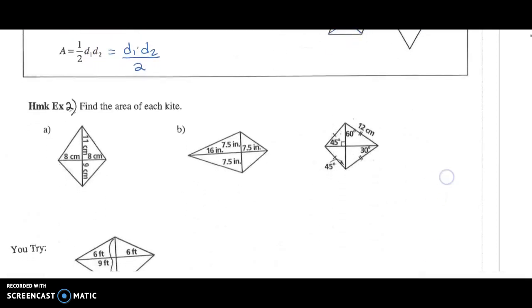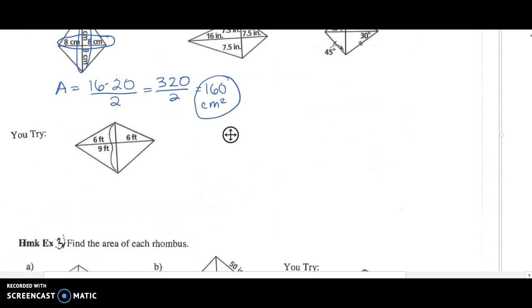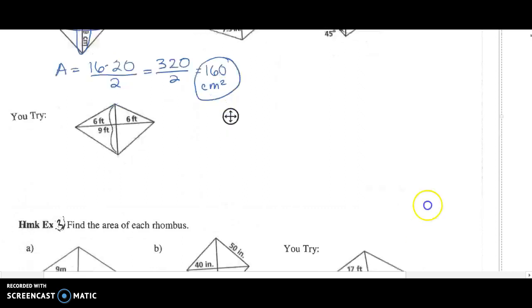So for example 2 here, the area would be this entire diagonal, which is 16, times this entire diagonal, 11 plus 9 is 20, all over 2. 16 times 20 is 320, and 320 divided by 2 is going to give us 160 centimeters squared. Don't forget that the area is always units squared.